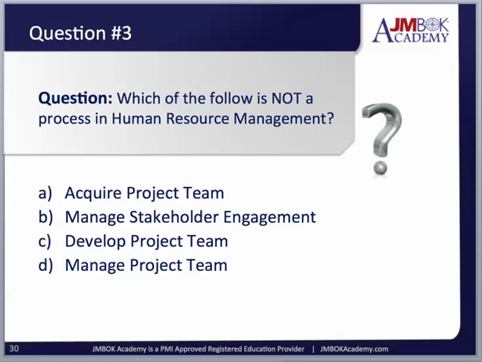All right, question number 3. Which of the following is not a process in human resource management? A, acquire project team. B, manage stakeholder engagement. C, develop project team. Or D, manage project team. Which of the following is not a process? So again, big picture perspective. Which one would you not find on page 61 of the PMBOK, where it has the matrix? Which one would not be in there under human resource management?